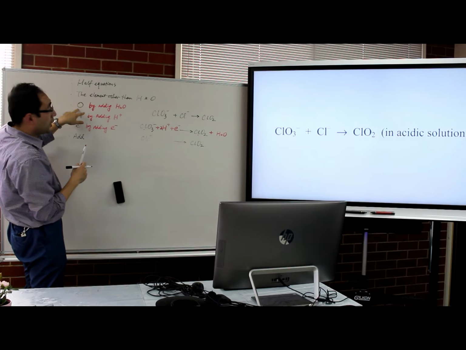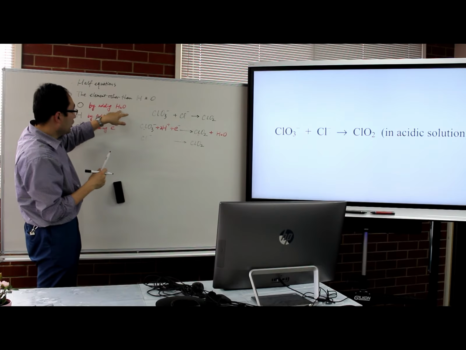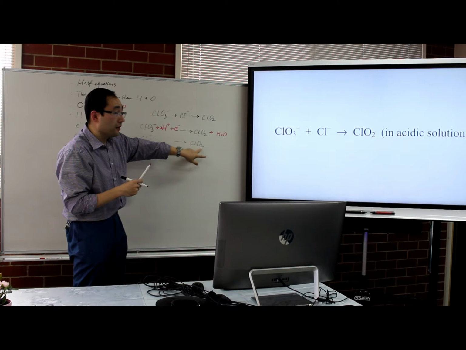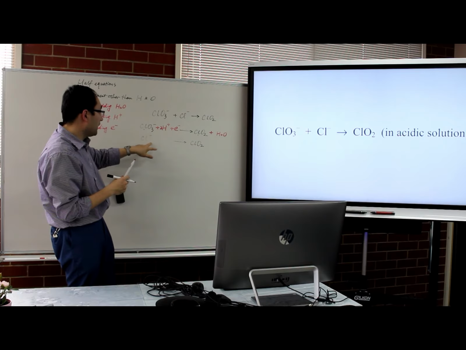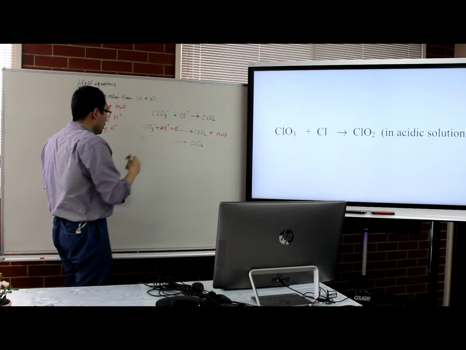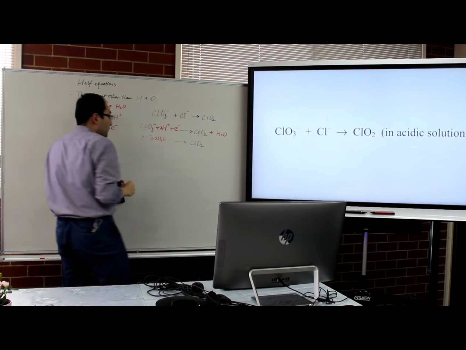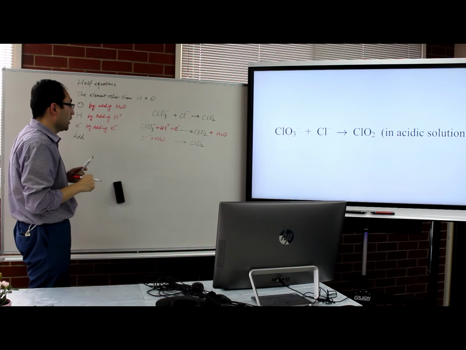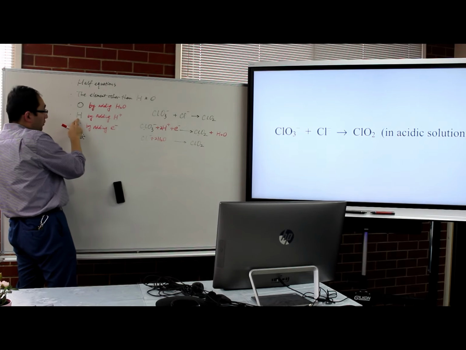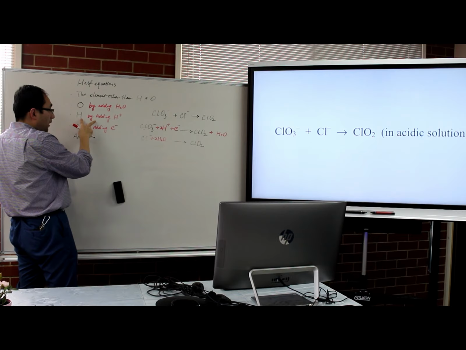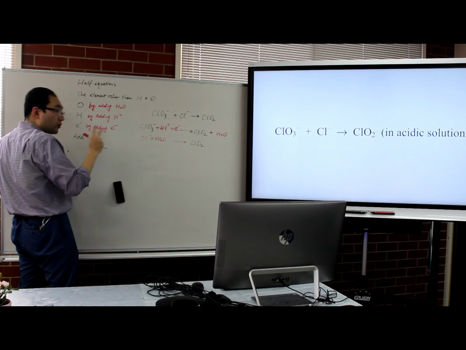And then O, oxygen. We have 2 oxygen atoms on the right side. On the left side, we don't have any. So we can balance that by adding 2 water molecules. Now this is how to balance the number of oxygen atoms. And then, alright, we're going to balance the number of H on the 2 sides.